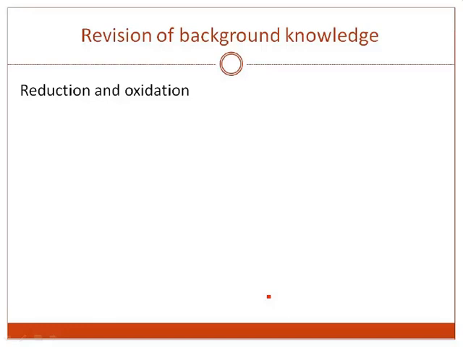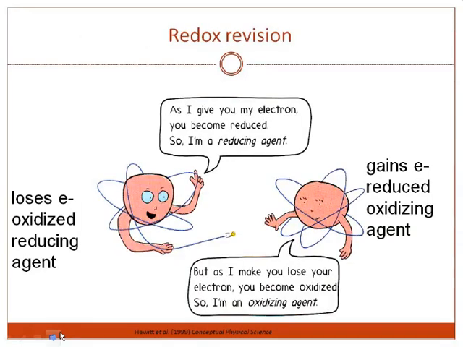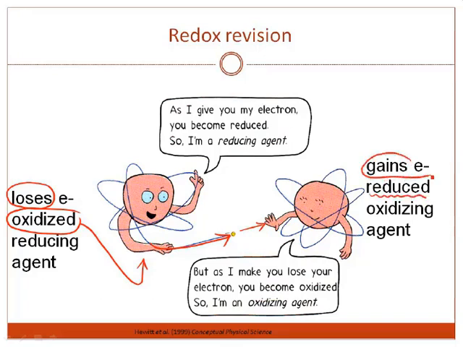Next, we need to remind ourselves of the meanings of reduction and oxidation. This atom here is oxidized. It loses. Ox means loss of electrons. So there comes away the electron. It's lost from this chap, meaning that this one is oxidized. This one here receives that electron. He is reduced. Reduced means it gains electrons.